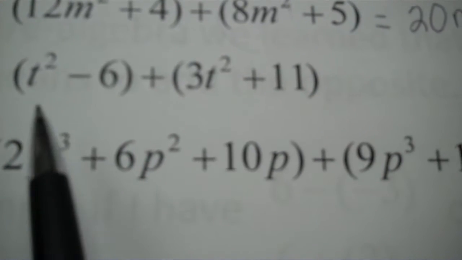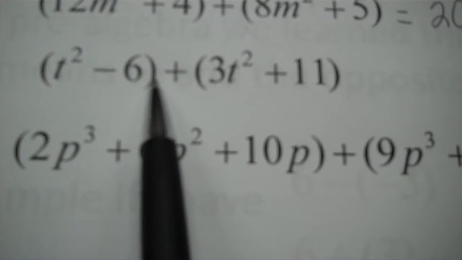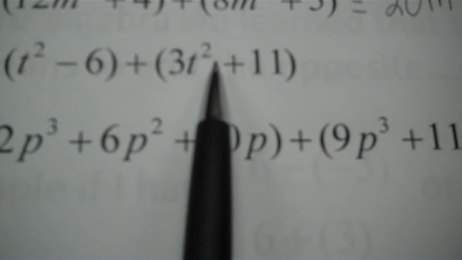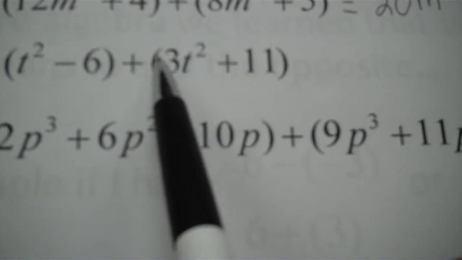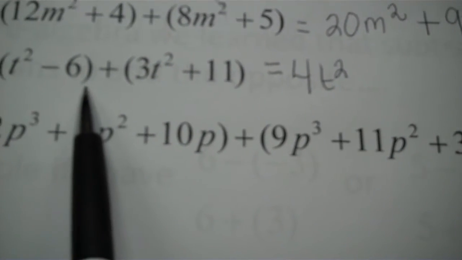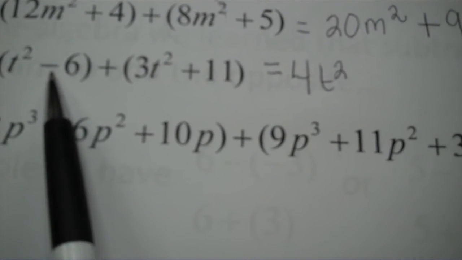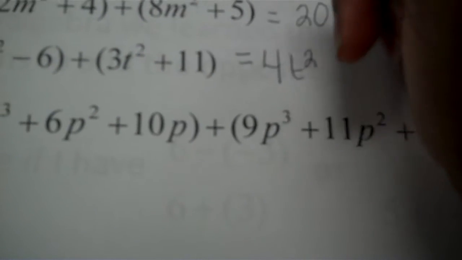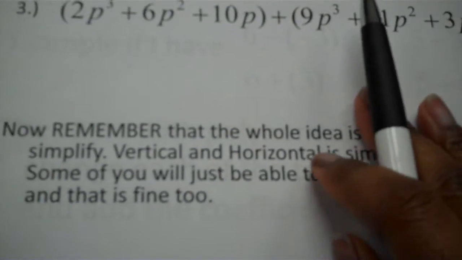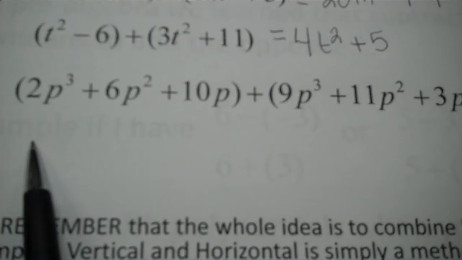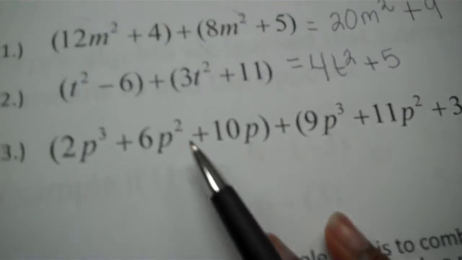Let's try another example. You have t squared minus 6 plus 3t squared plus 11. Horizontally, I'm going to do t squared plus 3t squared, and that's going to equal 4t squared. Then I'm going to combine my constant terms, which I have negative 6 and positive 11. That is equal to a positive 5. So my answer is 4t squared plus 5. Next, I'll do this one using the vertical method.